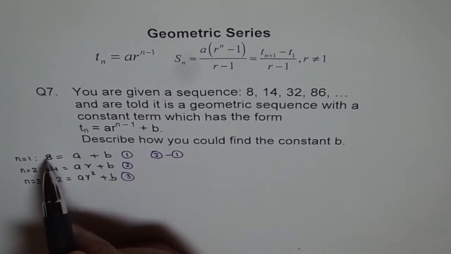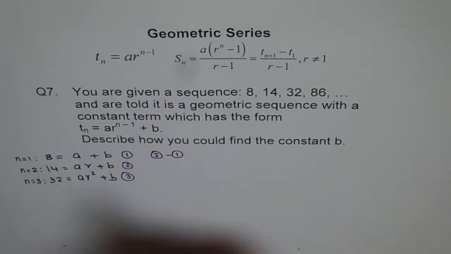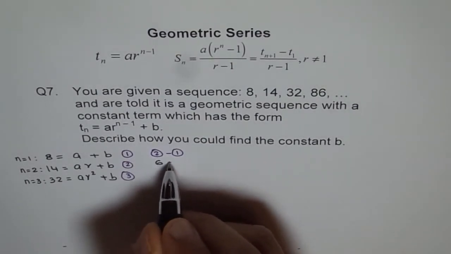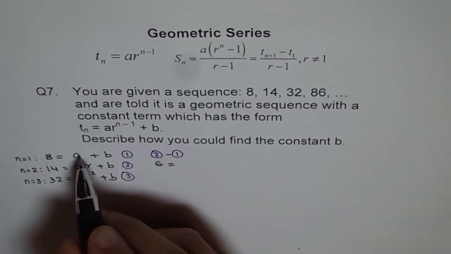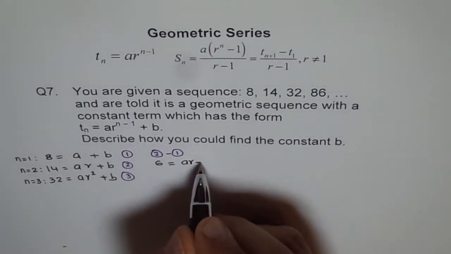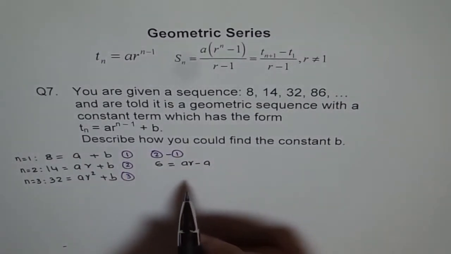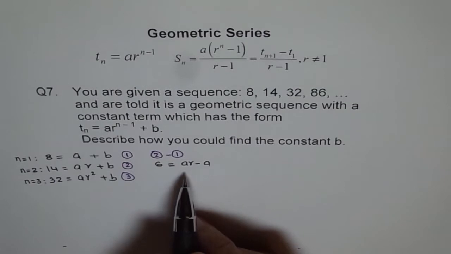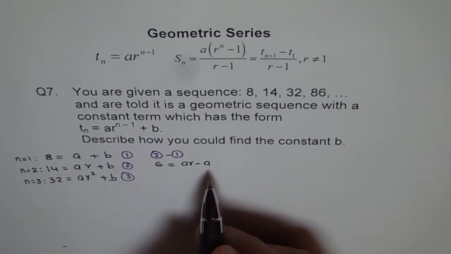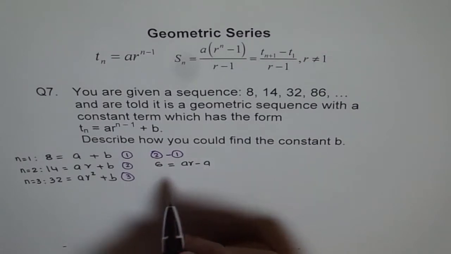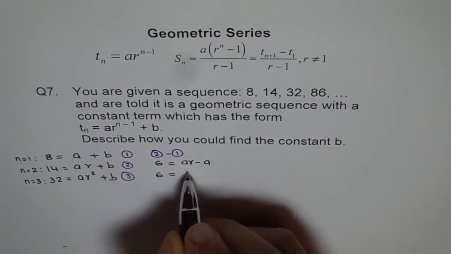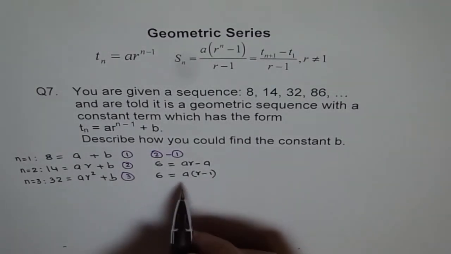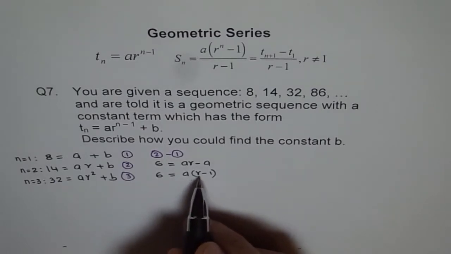So I'm doing 2 minus 1. So 14 minus 8, right? 14 minus 8 is 6. So we get 6 equals a r minus a, and b minus b is 0. So we get this equation in terms of a. Do you see that? So from here we can get a in terms of r. So I can take a common, right? So I say 6 equals a times r minus 1, correct? And that means that a equals 6 over r minus 1, correct?